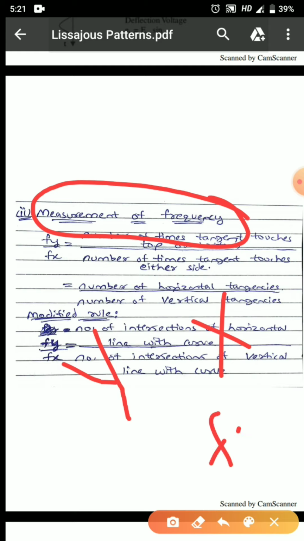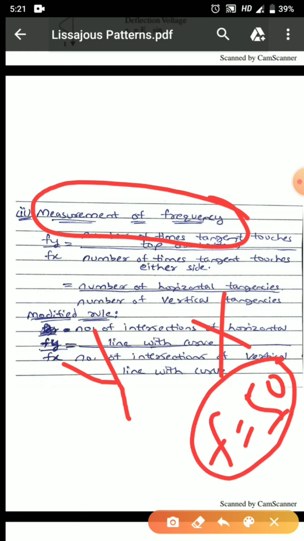That is, for example, f is equal to 50 Hertz. I will be giving a signal of known value. It will be well calibrated. There will not be any variation.